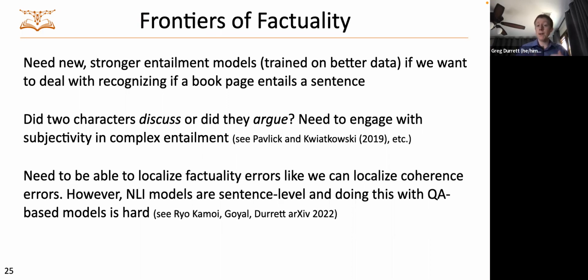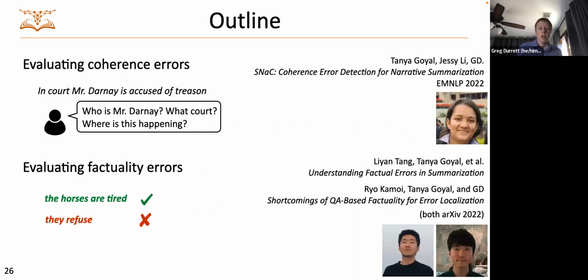And we're also going to need to be able to localize this stuff like we can localize coherence. The problem is it's much trickier to spot these sorts of things, so it's a lot harder for us to apply our same annotation methodology, but it's also hard to do it with things like these QA-based frameworks. We have some recent work that shows some problems there. So this is raising challenges that I think are in need of more work. Let me just briefly wrap up now.